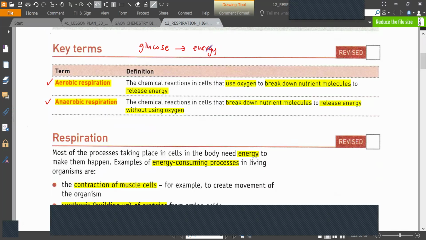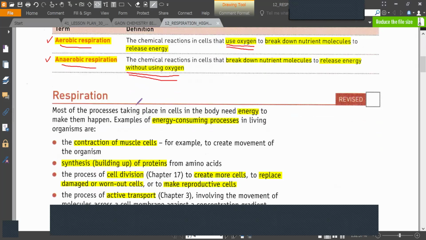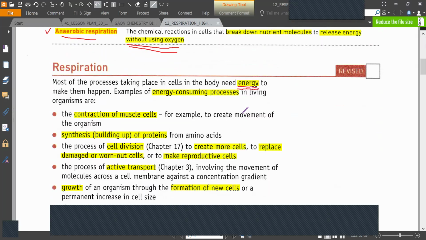We have two types of respiration, aerobic respiration and anaerobic respiration. Aerobic respiration happens with oxygen, and anaerobic respiration happens without oxygen. We will look into it in more detail. Why do we have two types of respiration? Respiration is a process that cells use to produce energy.